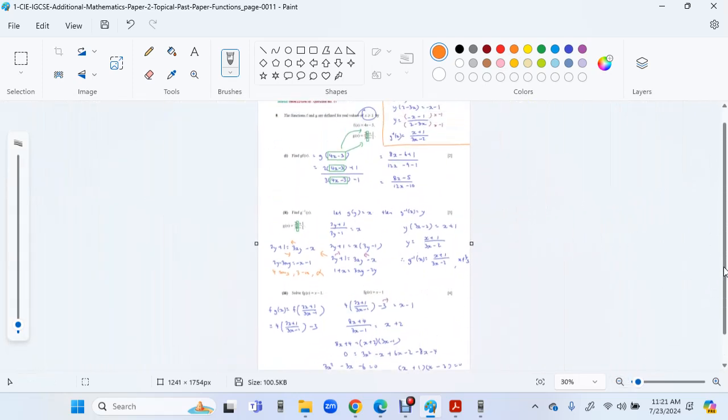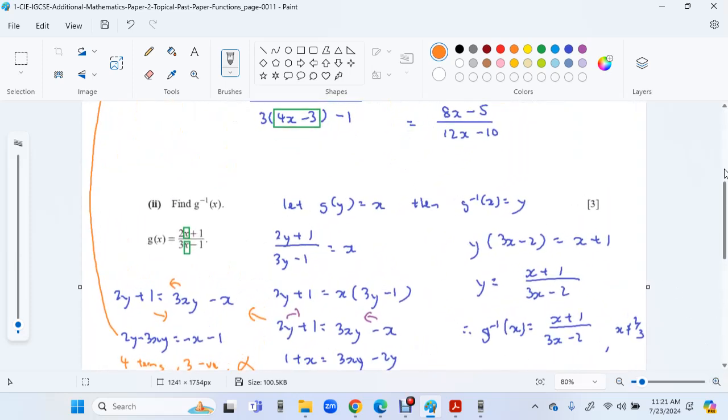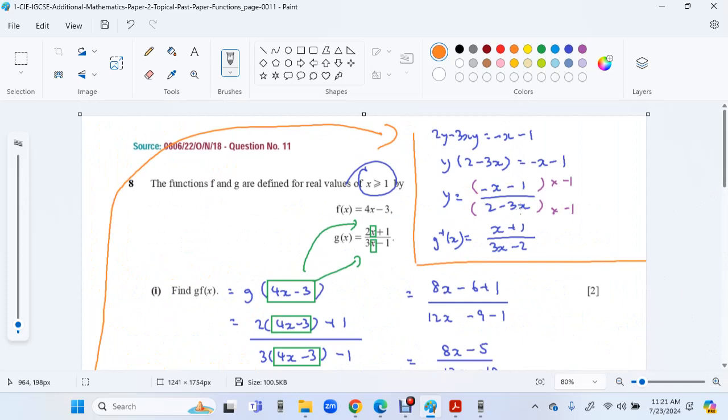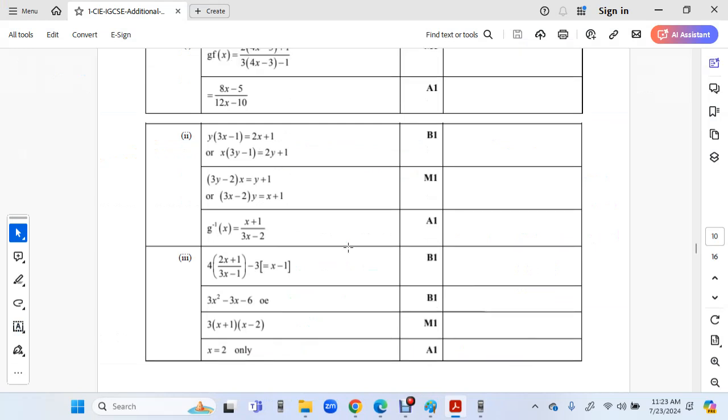Normally we won't leave the answer as (-x - 1) over (2 - 3x). It is very obvious that the negative sign can be factorized and then removed. We look at the answer scheme provided. For number 2, the g inverse is (x + 1) over (3x - 2). If you stop at (-x - 1) over (2 - 3x), then you won't get the final marks. And for number 3, x equal to 2 only, then we get A1.